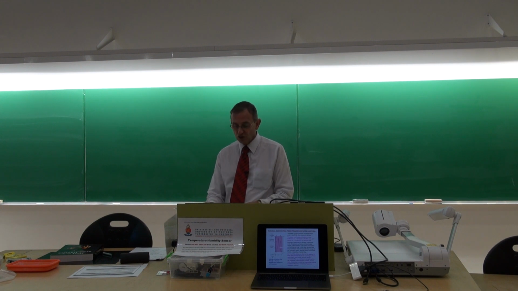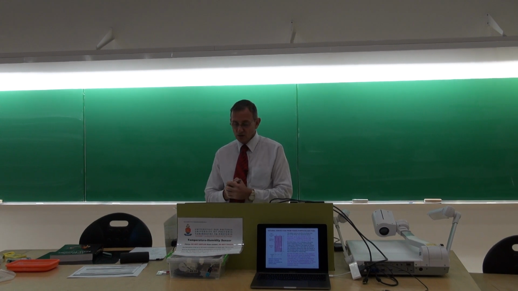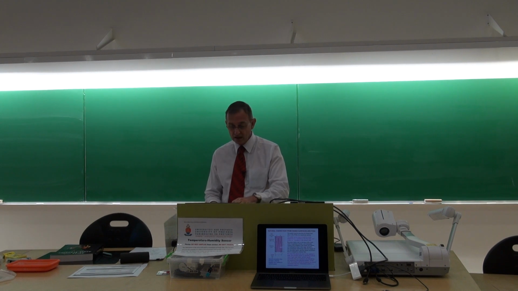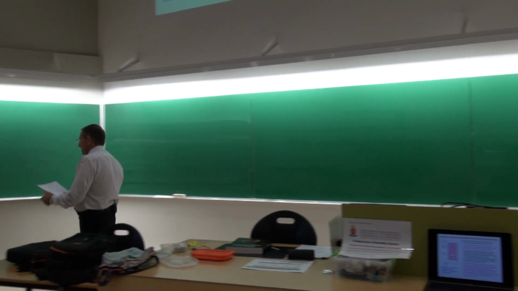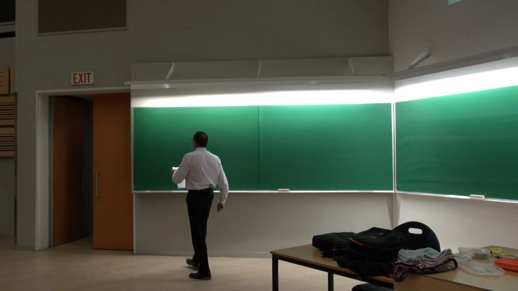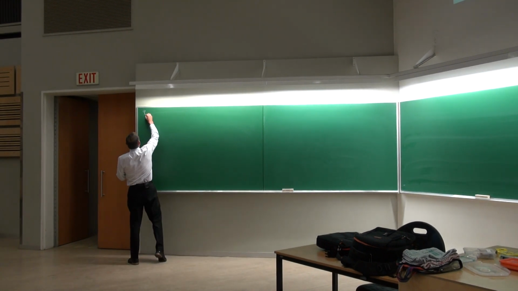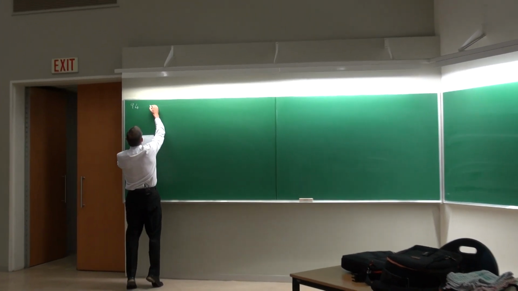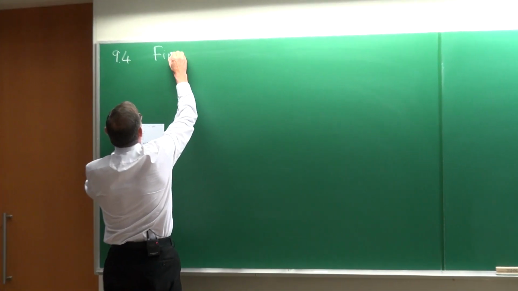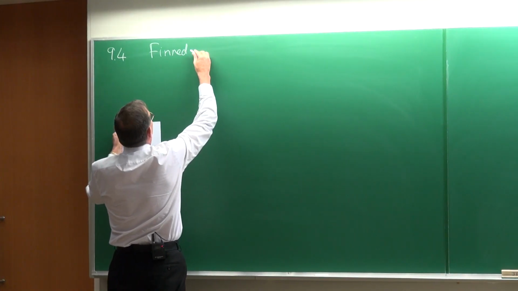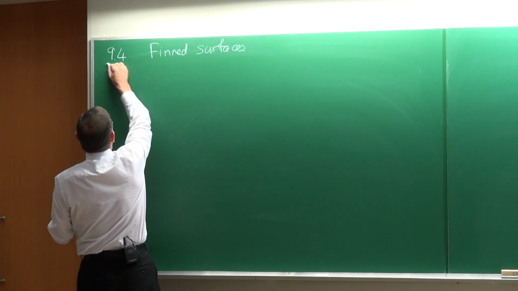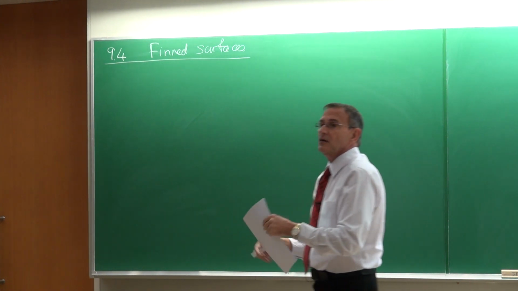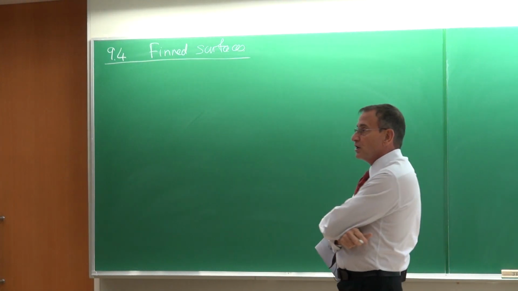Ladies and gentlemen, let's continue with chapter 9 on natural convection. We are making use of the textbook of Cengel and Ghajar. We've done a few sections of it, and I would like to look now at section 9.4, which is specifically looking at natural convection of fin surfaces. This is quite an important application for the cooling of electronic components.